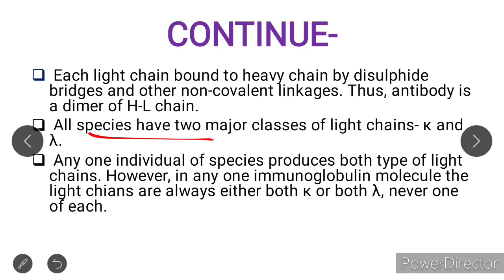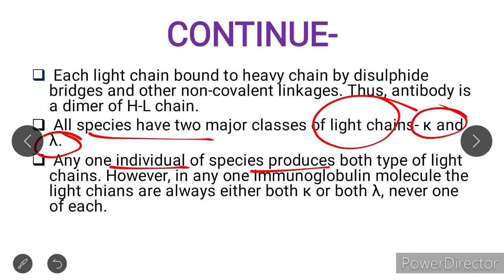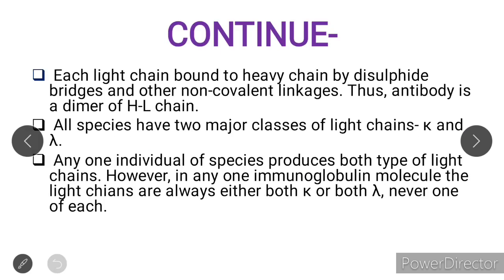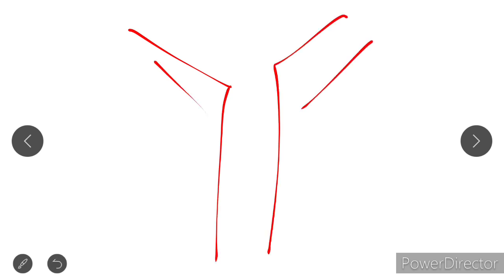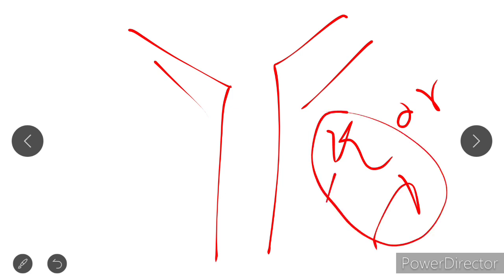Now, all species have two major classes of light chain, kappa and lambda, as I already told you, and any one individual of a species produces both types of light chains. However, in any one immunoglobulin molecule, the light chains are always either both kappa or both lambda. It means an antibody molecule contains either kappa or lambda, but not both in a heterodimer condition. That is kappa 2 or lambda 2.